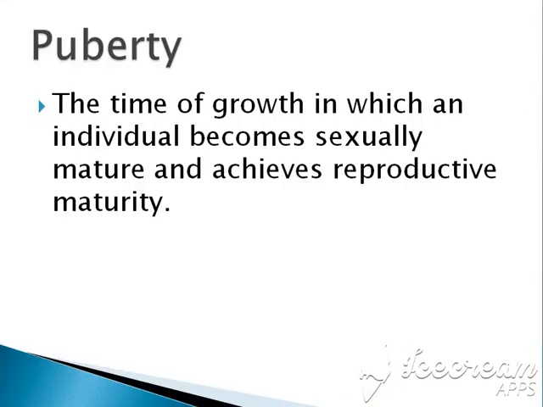Today, we are going to learn about puberty. Our body undergoes several changes during adolescence. These changes mark the onset of puberty. Puberty is the process of physical changes by which the body of a boy or a girl becomes capable of reproduction. So puberty is the time of growth in which an individual becomes sexually mature and achieves reproductive maturity. What is puberty? The time of growth in which an individual becomes sexually mature and achieves reproductive maturity.